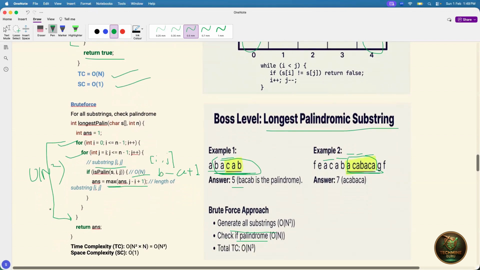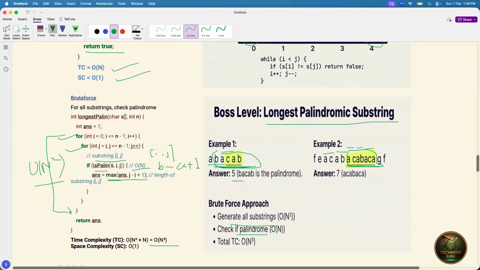Since the outer two loops give O(n squared), and inside that, for checking every substring, we are using isPalin, which has time complexity O(n), our total time complexity will be O(n cube). And since we are not taking any extra space, the space complexity is O(1).